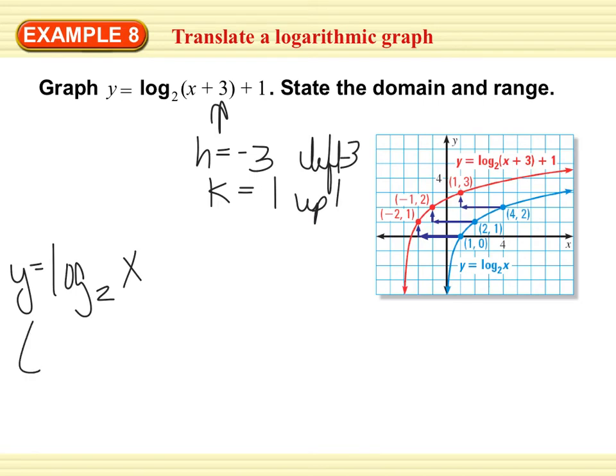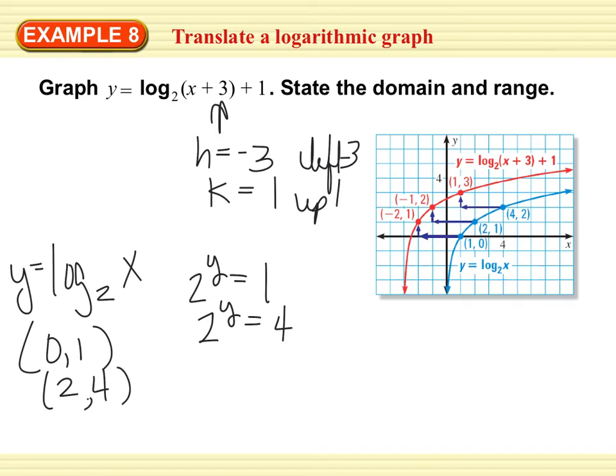So my points are going to be 0 comma 1. That would be 2 to the y equals 0, or y equals, I'm sorry, x equals 1, y equals 0. And then 2 to the y equals 4. So x is 4, y is 2. And then I'll do 2 to the y equals 8, where x is 8, y is 3. So if I graph those 3 points, and I'm going to graph them in blue highlighter, I have 1 comma 0.